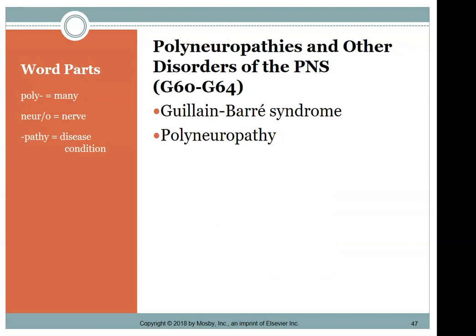Polyneuropathies and other disorders of the PNS, codes G60 through G64. Guillain-Barré syndrome is an autoimmune disorder of acute polyneuritis, producing profound myasthenia that may lead to paralysis. Polyneuropathy is a general term describing a disorder of several peripheral nerves. And your word parts, poly equals many, neuro equals nerve, and pathy equals disease or condition.